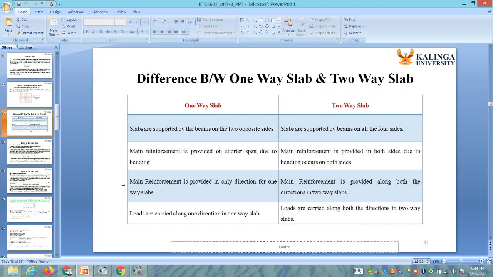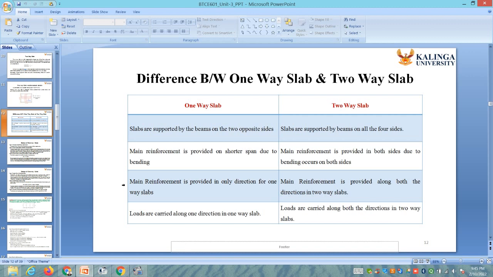I have already discussed main reinforcement is provided along the shorter span in one-way slab, in two-way slab in both the directions we are providing the reinforcement. The same point I have elaborated here, that main reinforcement, it is not like that in one-way slab we are not providing the reinforcement along the longer span. No, we are providing. But distribution reinforcement we are providing. Main reinforcement has to be provided along the shorter span only in one-way slab. In two-way slab in both the directions we are providing.